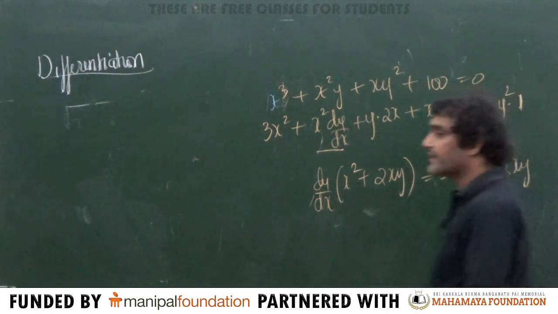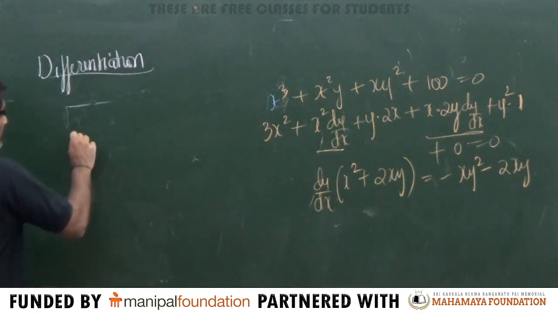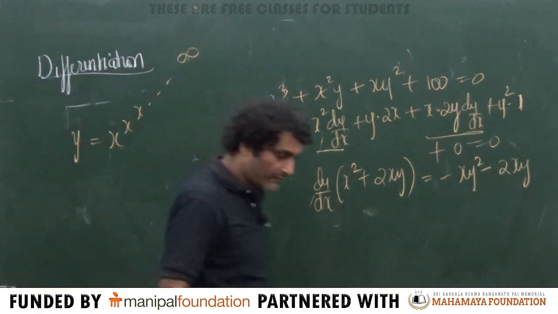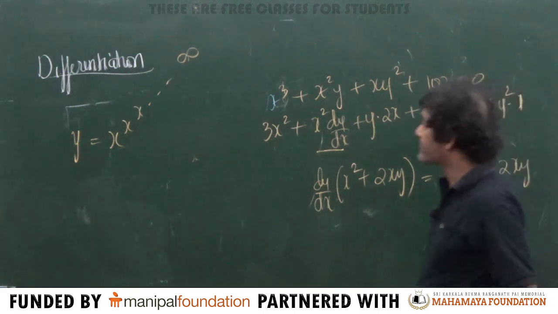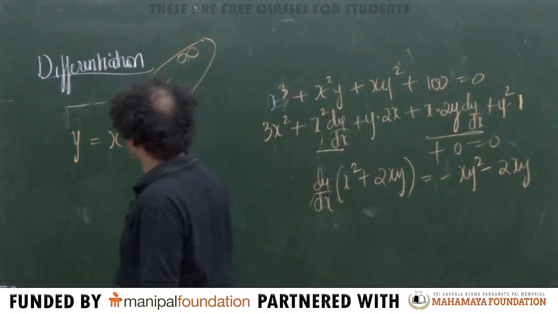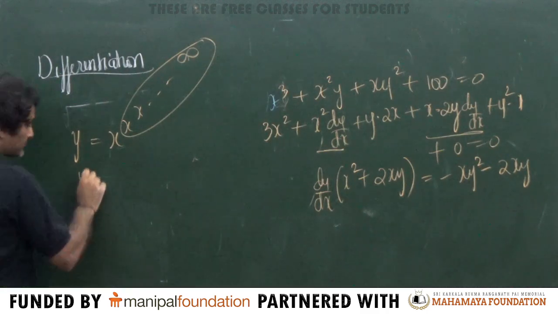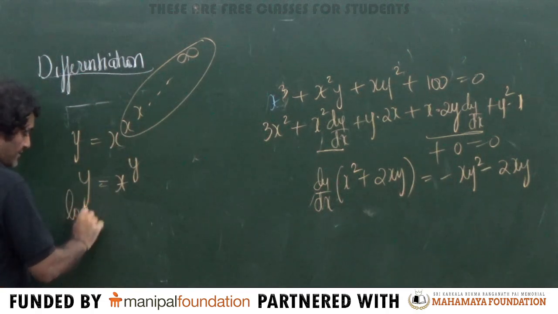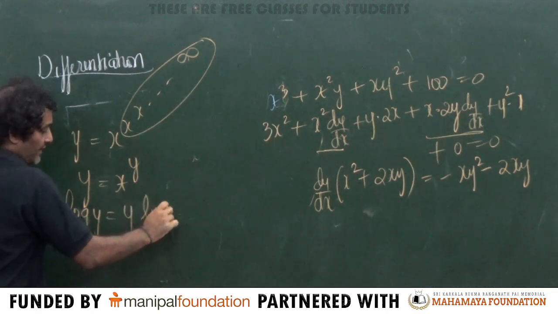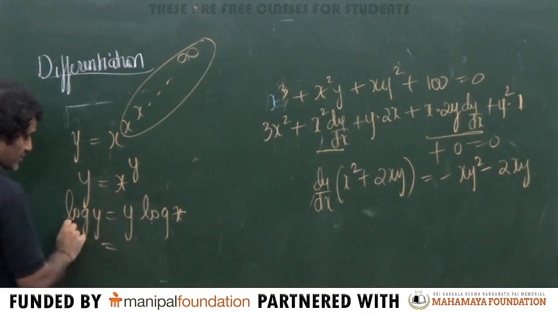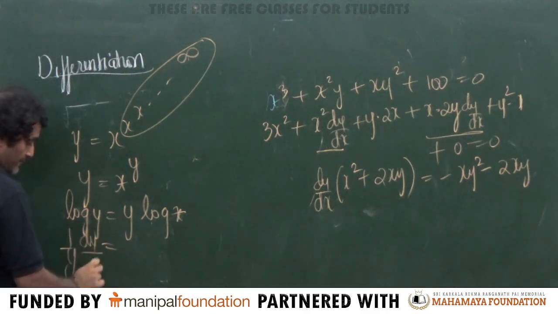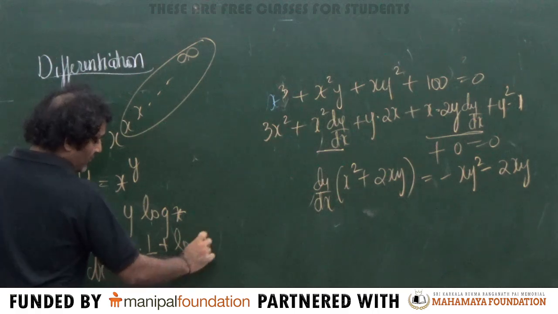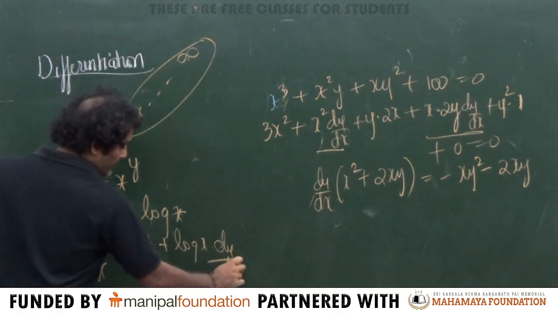Then you will have something like this. y is equal to x to the power x to the power x to the power dot dot dot infinity. Correct, right? So, if you forget the first x, isn't it x to the power y only? This is y. Take log on both sides. Log y is y log x. Use the UV rule, 1 by y dy by dx is y into 1 by x plus log x into dy by dx.